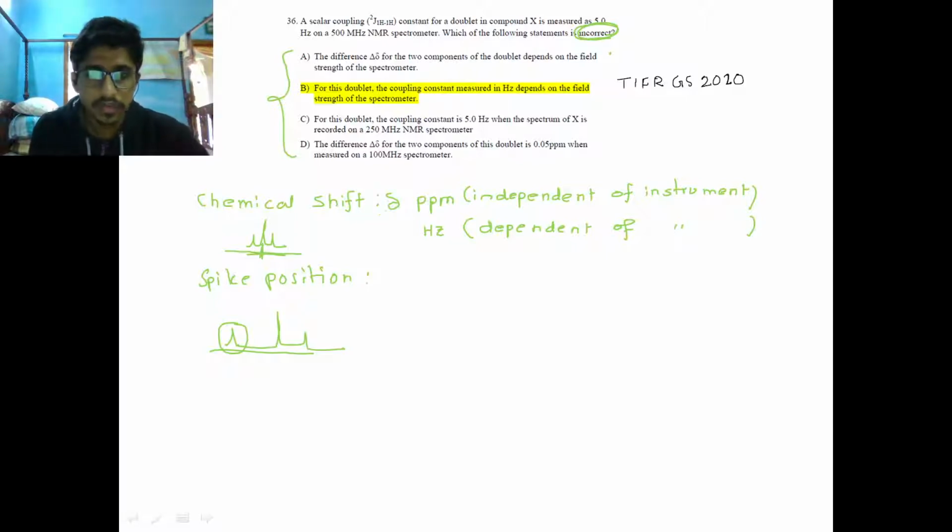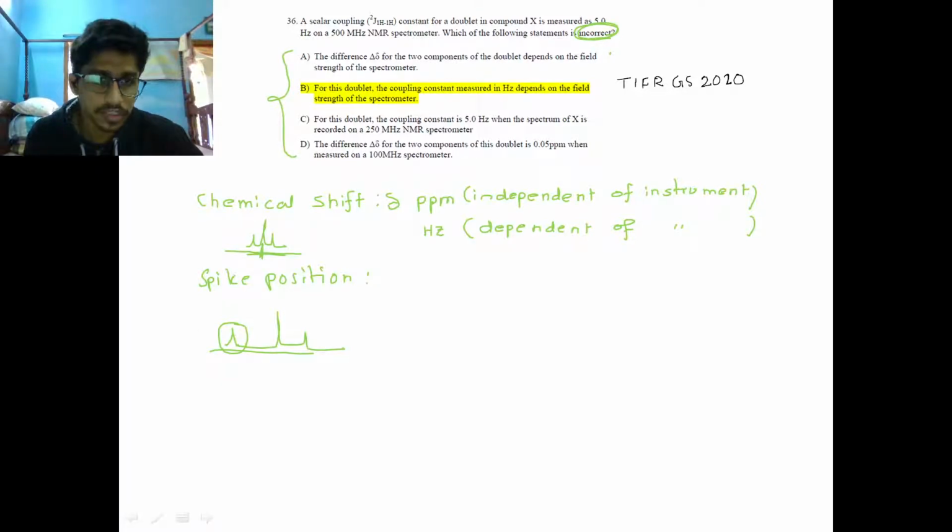So the chemical shift is reported in two units. One is ppm and another one is Hertz. The ppm unit is independent of instrument. It doesn't matter if you use a 250 megahertz NMR spectrometer or a 500 megahertz NMR spectrometer. It doesn't depend on that. But when you report it in Hertz unit, that is dependent on the instrument. It changes if you use 500 megahertz versus 100 megahertz.